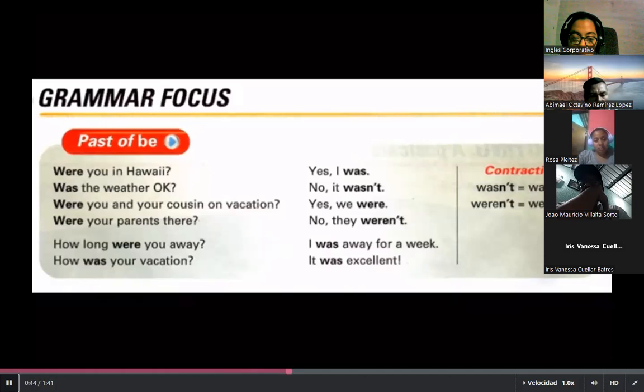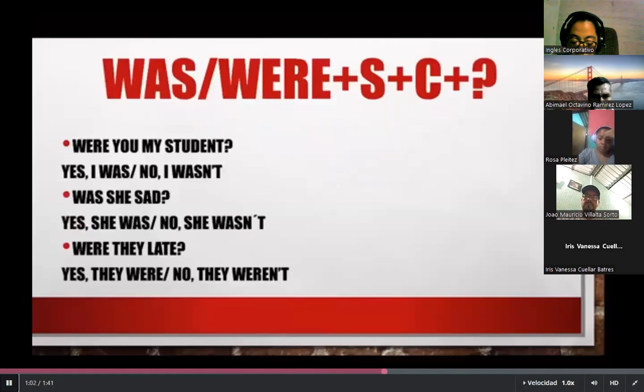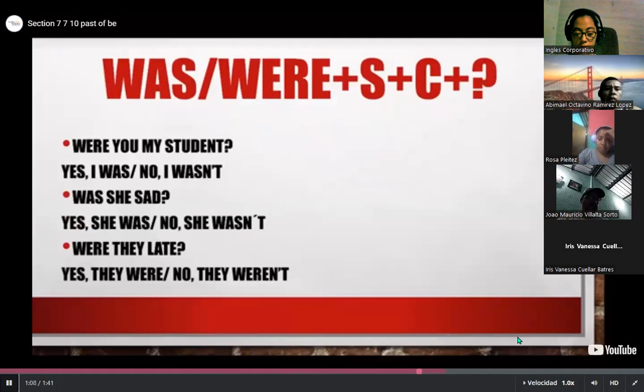Contractions. Wasn't equals was not. Weren't equals were not. Past of be: is, was, are, were. To ask questions using the past of be, we do it this way: was or were, plus subject, plus complement, plus question mark.